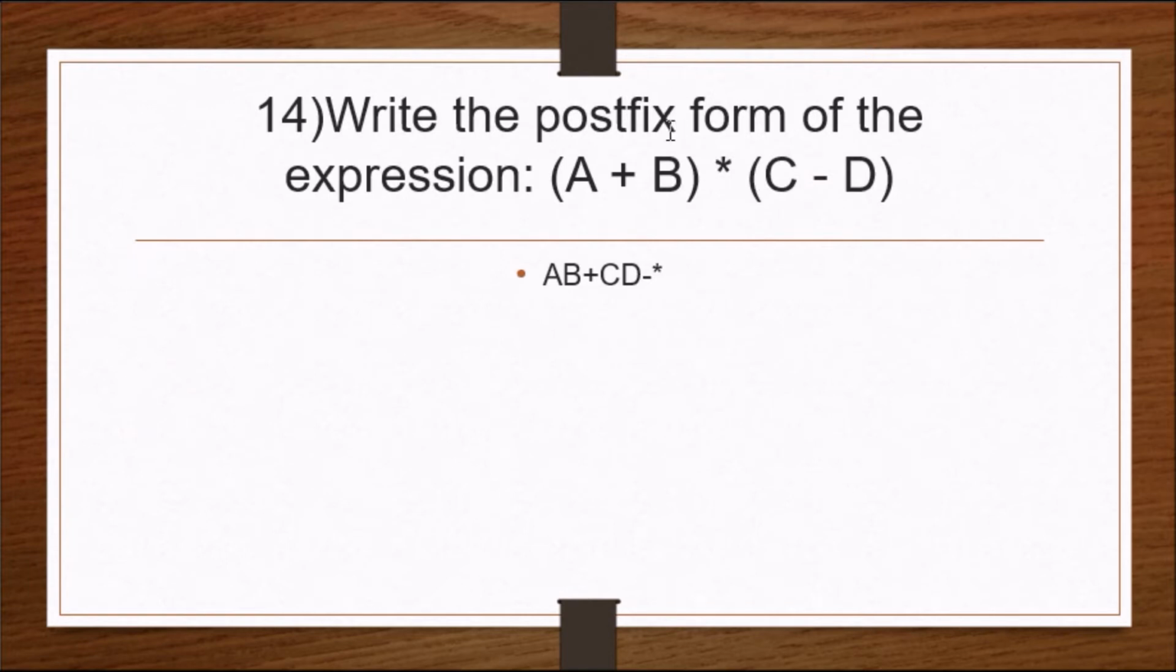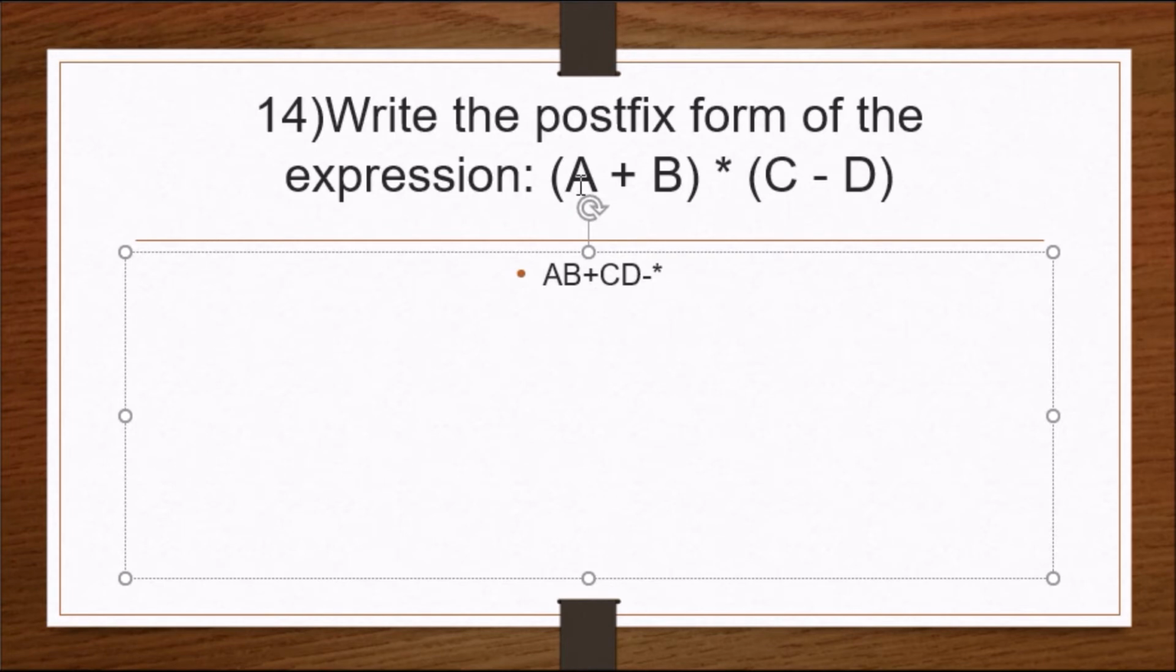Next question is write the postfix form of the expression, and the expression is (a plus b) multiply (c minus d). So how to calculate the postfix form of this expression? So firstly हम वन बाय वन parenthesis को सॉल्व करेंगे. a plus b को हम मेंशन करेंगे a b plus, then c minus d सेकेंड पैरेंथेसिस को हम सॉल्व करेंगे c d minus, और लास्ट में जो multiply बीच में है वो आ जाएगा इन पोस्टफिक्स फॉर्म में. सो इसको हम मेंशन करेंगे सबसे लास्ट में. Postfix form of this expression is a b plus c d minus multiply.